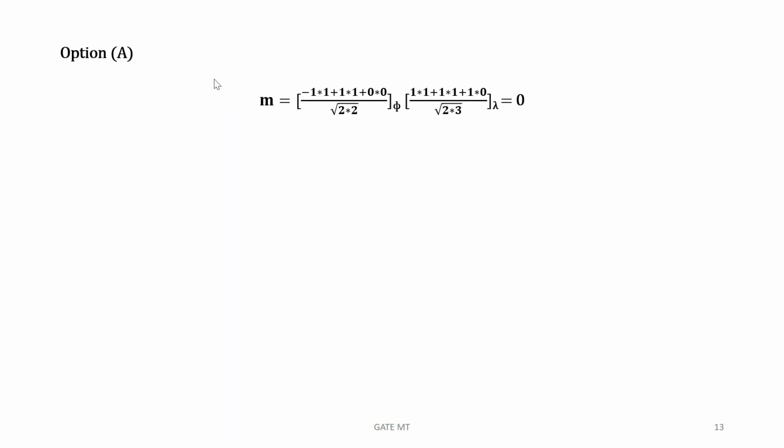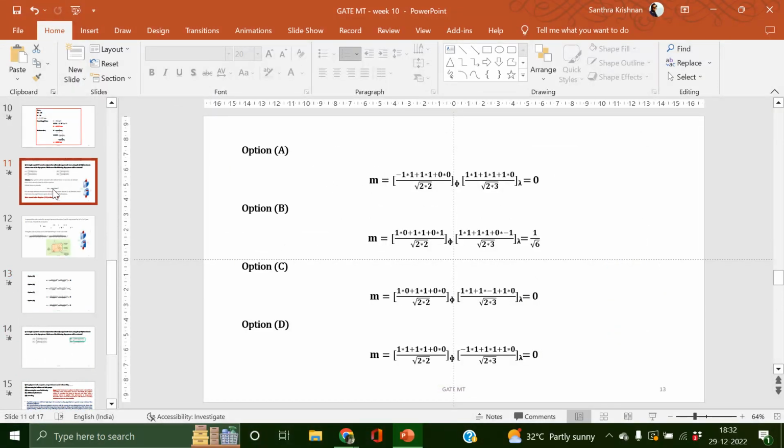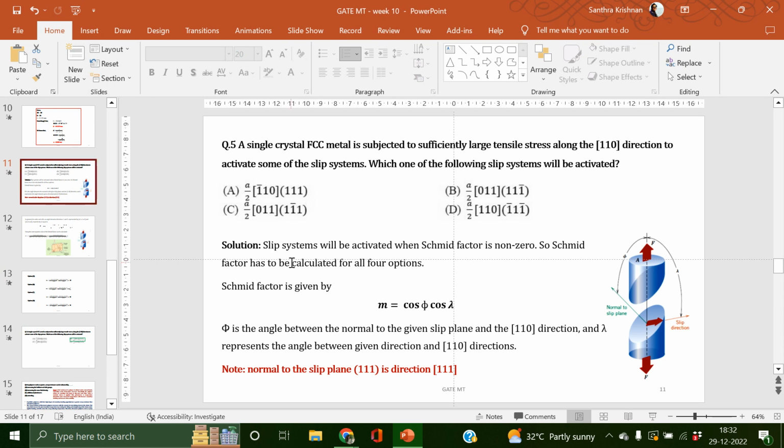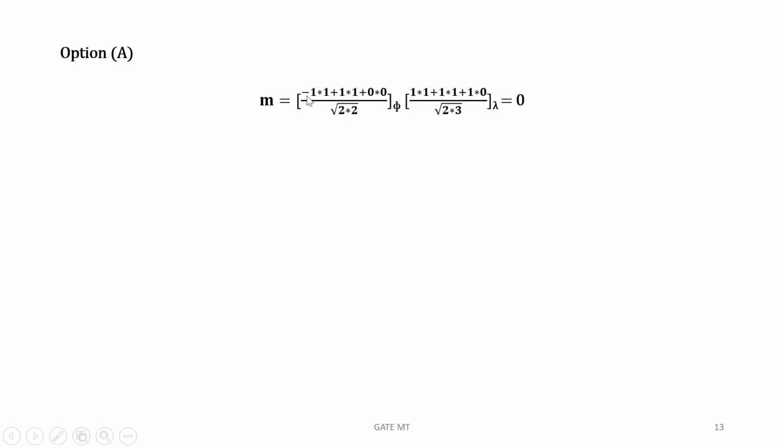So based on that, first, what was our option? Our first option was 1 bar 10 and 111. So for 1 bar 10 and 111, how did we calculate? So 1 bar, 1, 0 and 1, 1, 1. So here we were doing 1 bar 1, so it is U1, U2, V1, V2, W1, W2 divided by the root of 1 bar square plus 1 square plus 1 square.